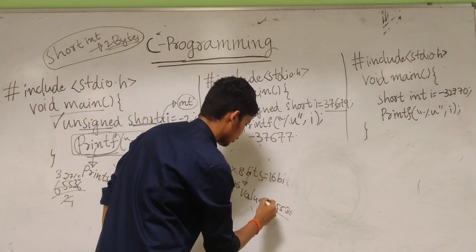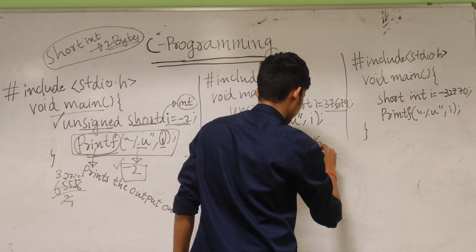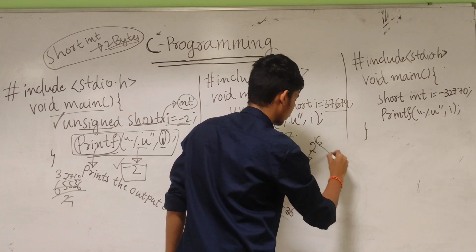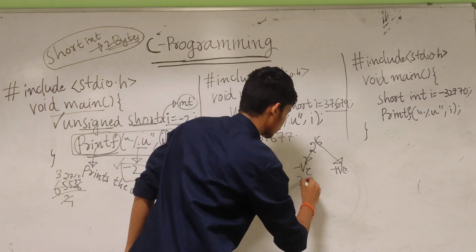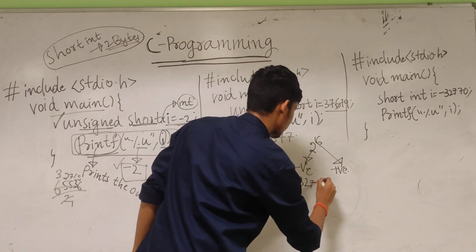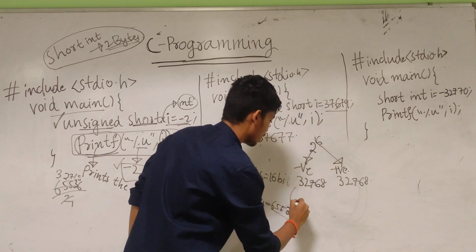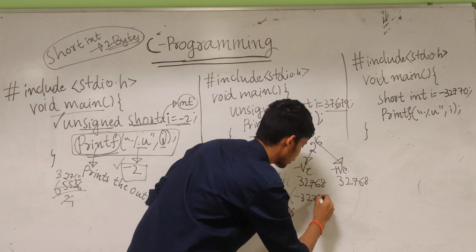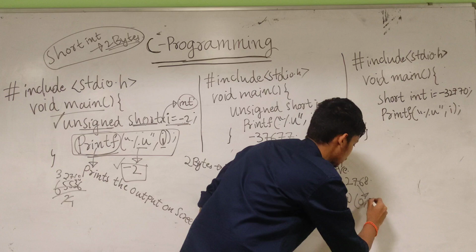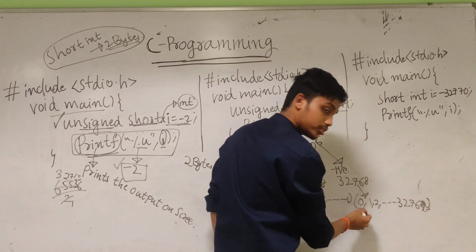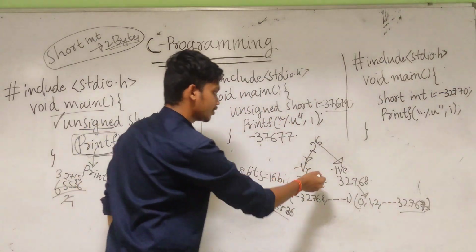Since 2 power 16 is 65536, 2 power 16 has both negative and positive values. Negative values are 32768 and positive values are 32768. Negative values range from minus 32768 to minus 1. Positive values range from 0, 1 to 32767, because 0 is included. So 32767, a bit of a mistake has been done here. I think you will understand.